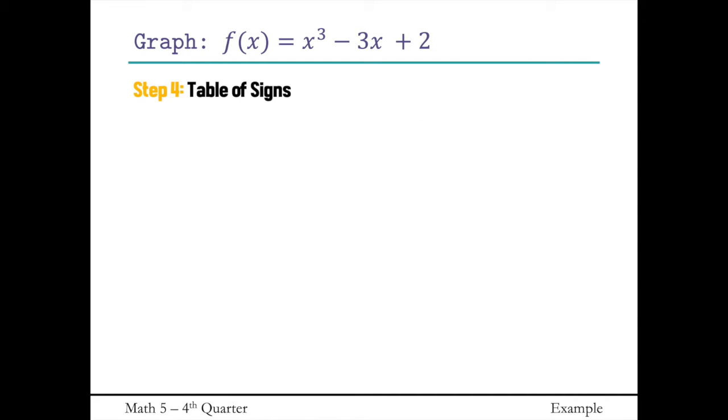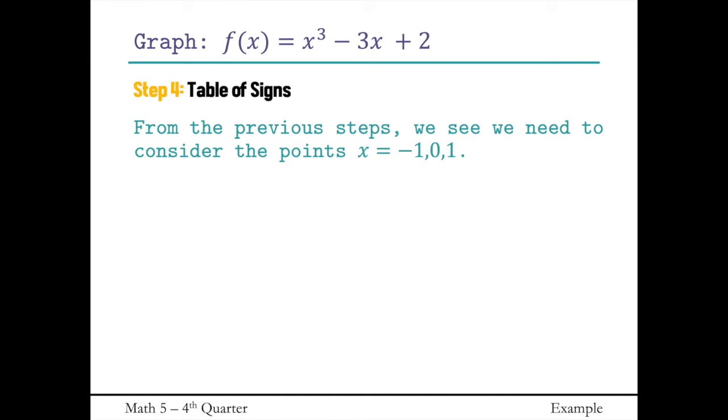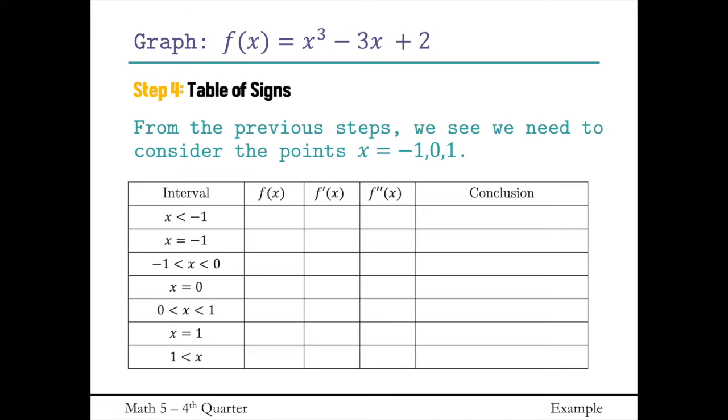We can now create our table of signs. We need to consider the points x equals negative 1, 0, and 1 that would divide our real number line. Hence, we have the intervals for the first column of the table of signs. We fill out first the second column, and doing so, we just have to substitute the values of negative 1, 0, and 1 in our original function, and we get the following.